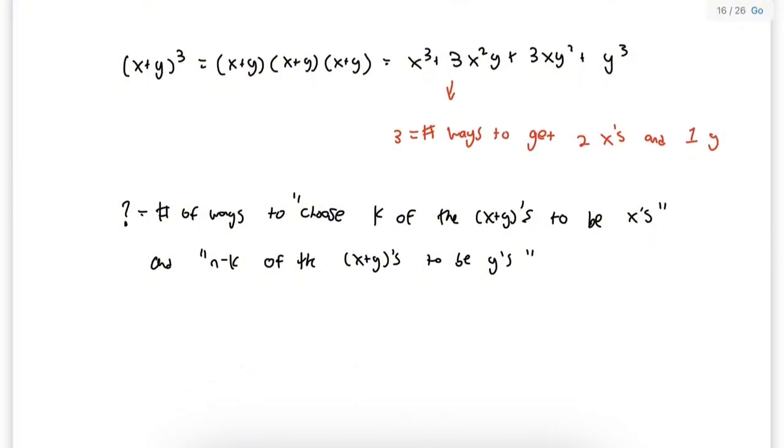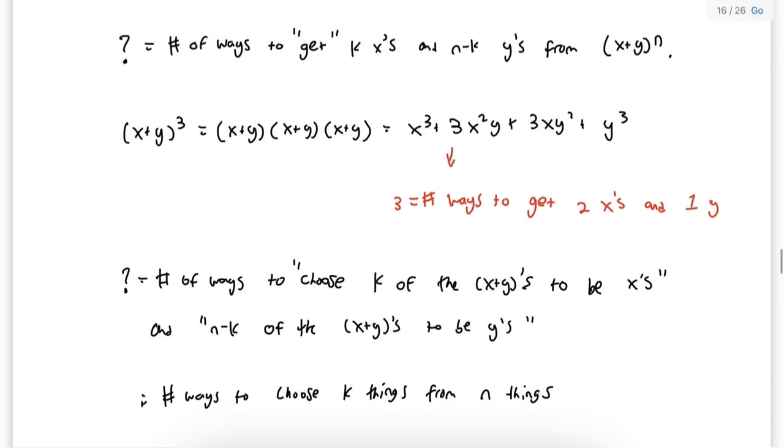Okay. But then what is this, right? This is just, each of these choices is really just the number of ways to choose k things from n things, right? That's all this really is, right? You're just choosing k of these things to be your x's. Once you've chosen the x's, the y's are just whatever's left over, right?